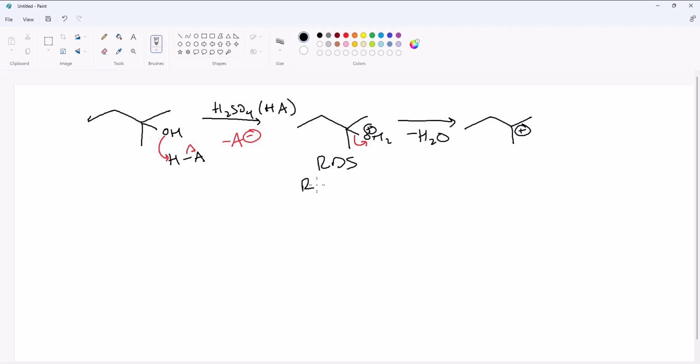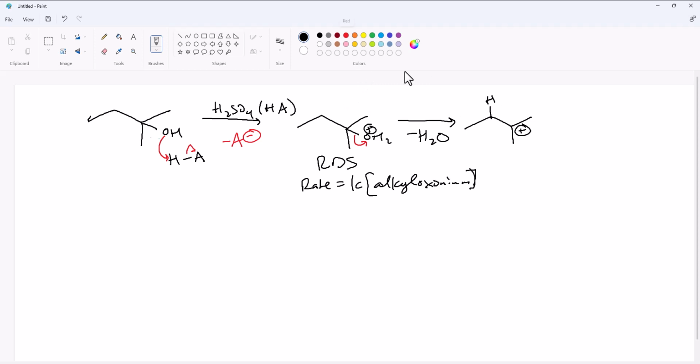So we can write a rate law: the rate is k, dependent on the alkyl oxonium ion, whatever that oxonium intermediate is. The concentration of that is going to dictate the rate law. This is also dictated by the strength of the acid. So this is why we need strong acids like H2SO4 or H3PO4 to protonate the alcohol.